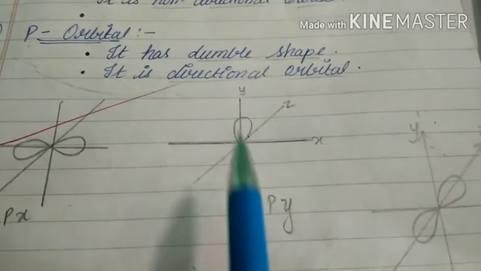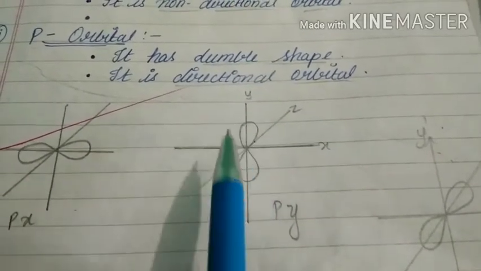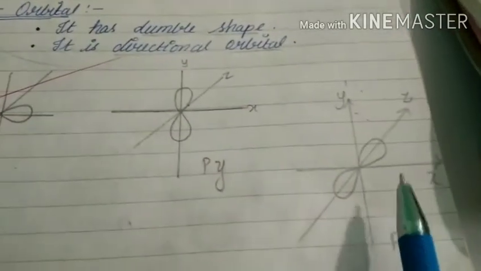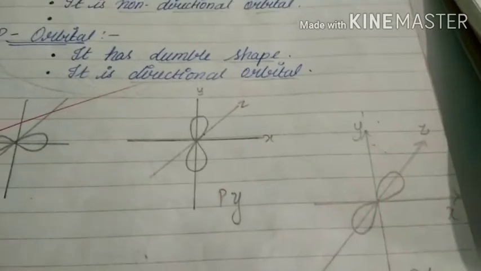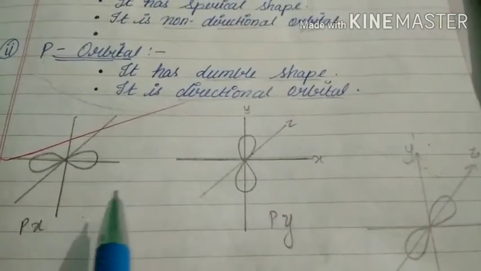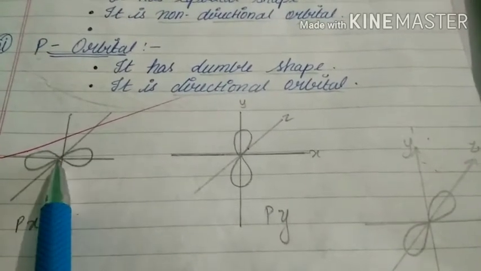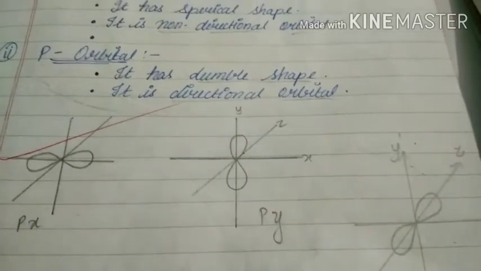In case of py, electron density is present on the y axis. That means electrons are present on the y axis only, not in the x and z axis. In case of pz, electron density is present on the z axis, not in the x and y axis. That is the meaning of the point. But it is a directional orbital because electron density is present in the x direction, here the y direction, here the z direction. That is why it is a directional orbital.